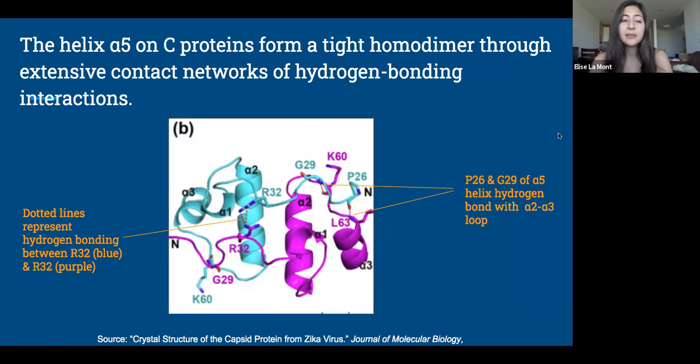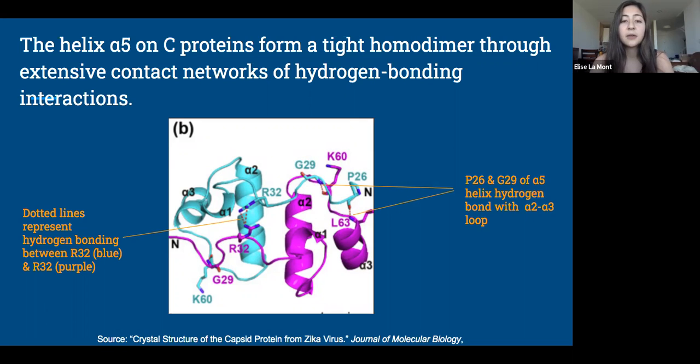The fifth alpha helix is essential to quaternary structure of the viral capsid because, as Pia said, the fifth alpha helix allows for formation of trimers of capsid protein protomers. Residue R32 in the alpha-5 helix of one protomer forms 2 hydrogen bonds with the R32 of another protomer. Residues P26 and G29 in the alpha-5 helix of one protomer make hydrogen bonds with L63 and K60 in the alpha-2 to alpha-3 loop of another protomer, respectively.